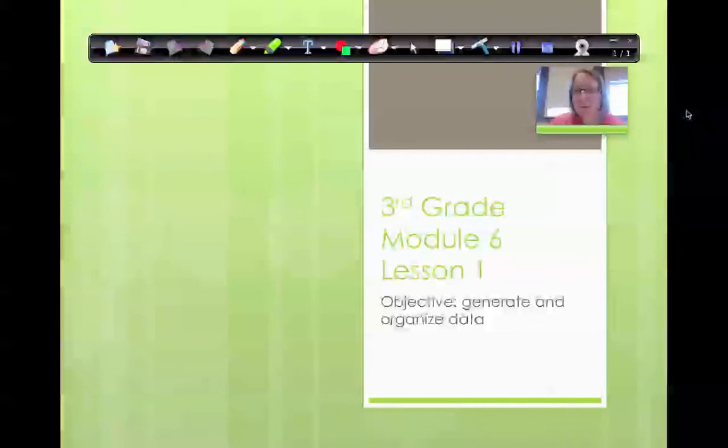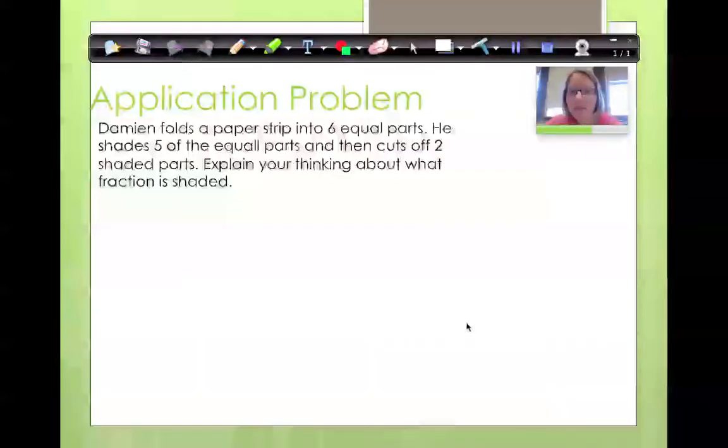Hello, today we're going to do Module 6, Lesson 1. Our objective is that we're going to generate and organize data. So basically we're going to come up with our information and then we're going to organize it. This unit is all about graphing, so it'll be a lot of fun.